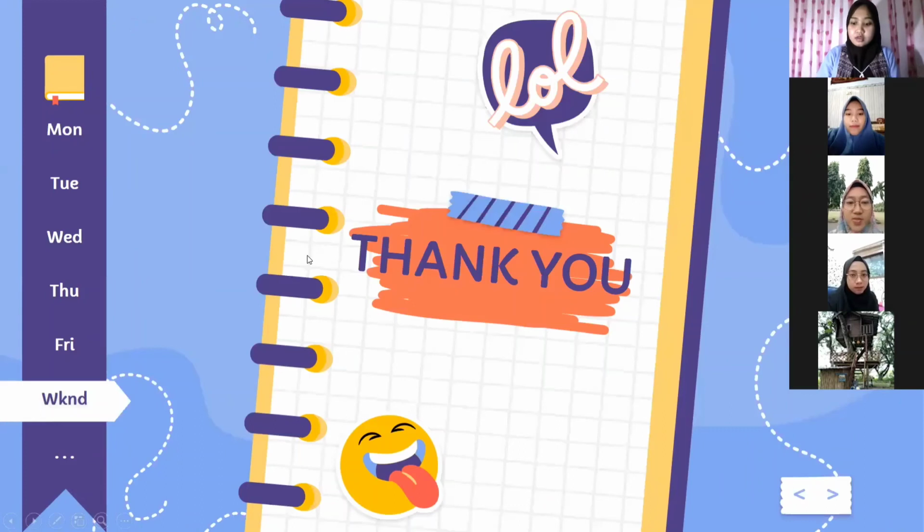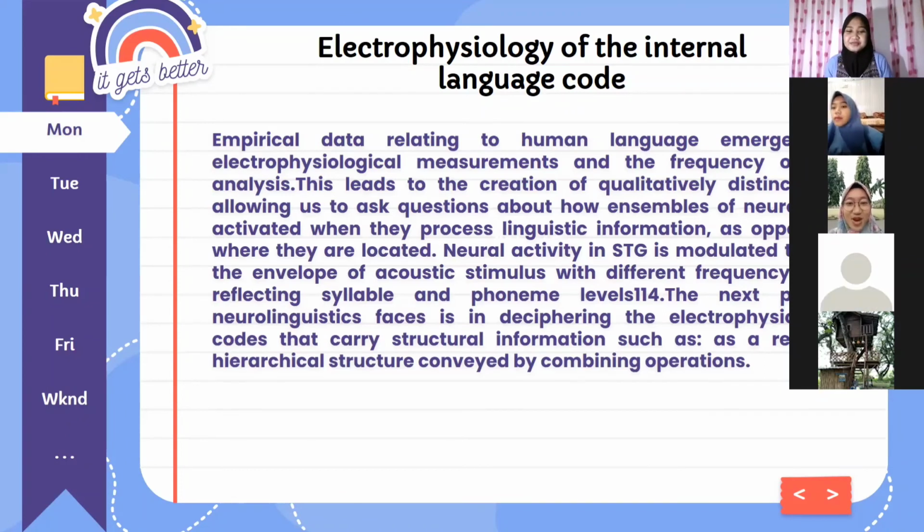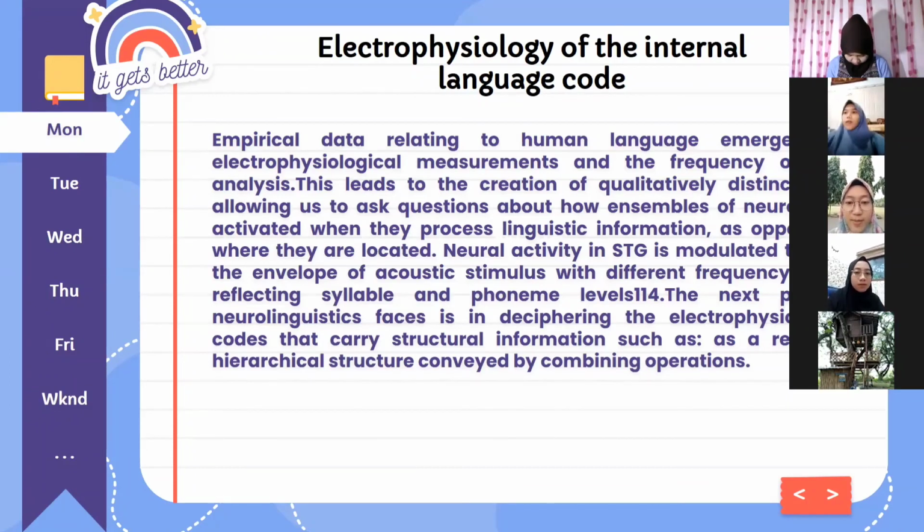Thank you. I will explain the electrophysiology of the internal language code. Empirical data relating to human language emerge from electrophysiological measurement and the frequency analysis of each signal. This leads to the creation of qualitatively distinct data, allowing us to ask questions about how ensembles of neurons are activated when they process linguistic information, as opposed to where they are located. Neural activity in the STG is modulated to track the envelope of the acoustic stimulus, with different frequency bands reflecting syllable and phoneme levels. The next problem neurolinguistics faces is deciphering the electrophysiological codes that carry structural information, such as a recursive hierarchical structure conveyed by combining operations.